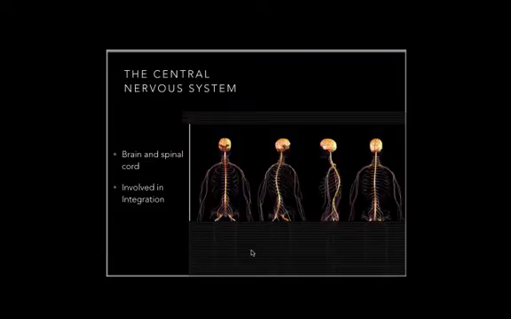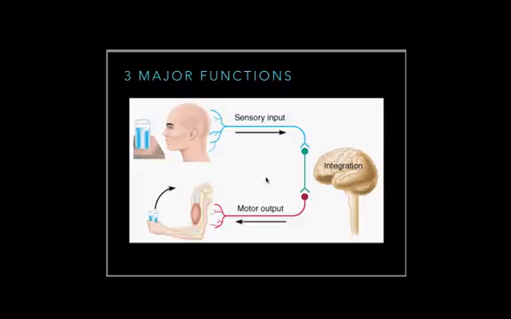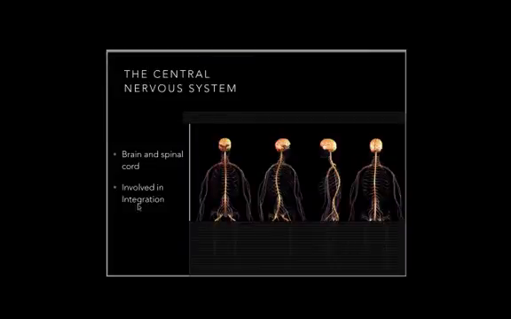Again, this picture just shows the central nervous system, so brain and spine. And if we think about this picture here with the three major functions of the nervous system, integration is the primary function of the central nervous system. So the central nervous system is involved in integration. It's taking in sensory information and deciding what the motor output is going to be.